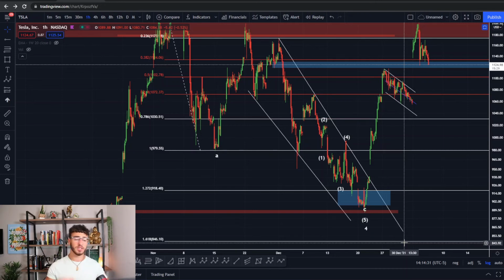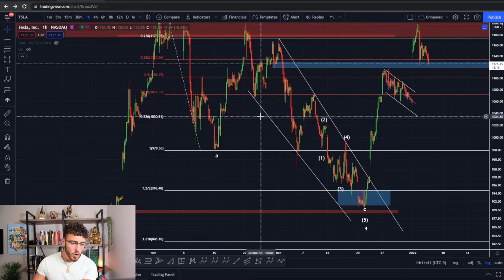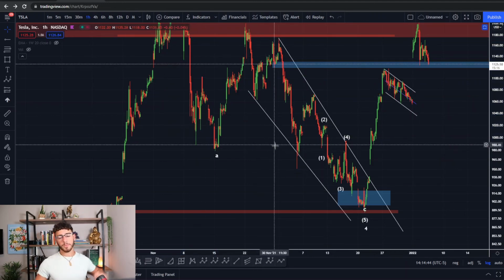Looking at the context, this is wave A. We're looking for the 127.2 of wave A. Okay, we have wave 3 and wave C. We're looking for the extension of wave 3 and wave C, the 127.2 or the 161.8. I really hope this is starting to make sense.